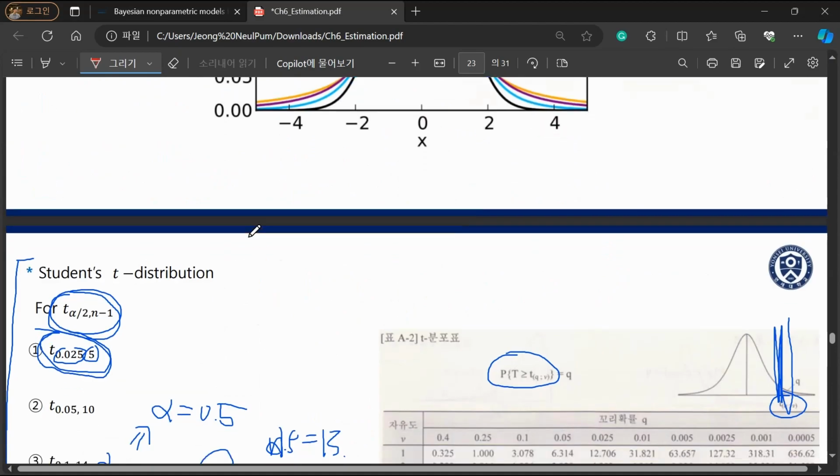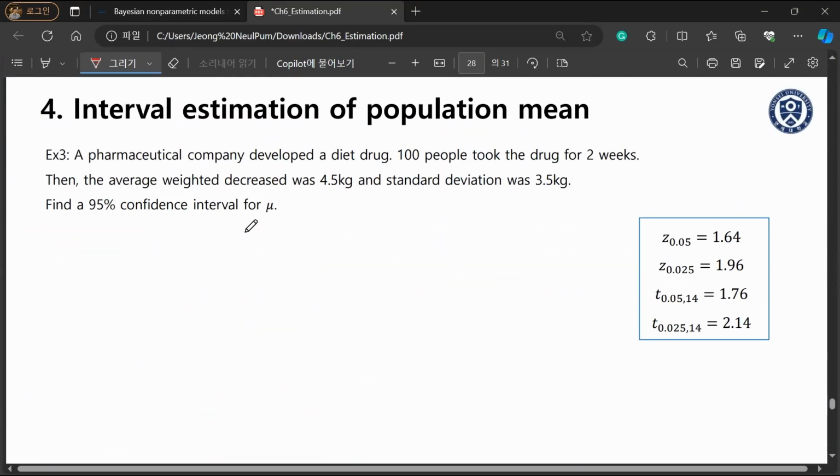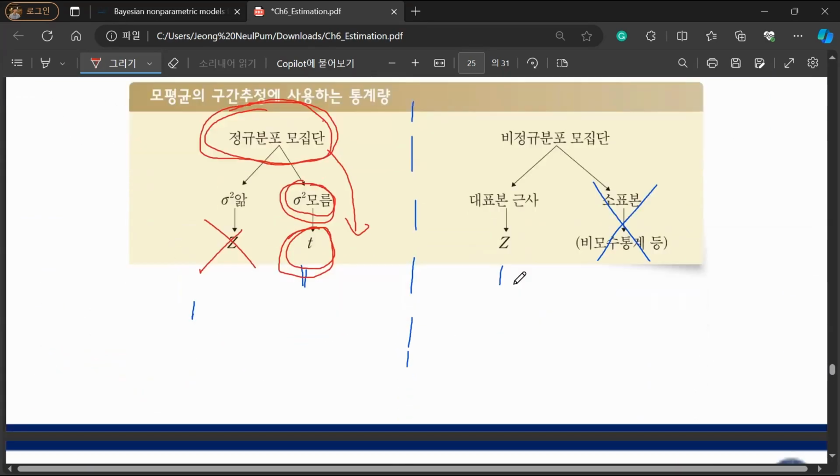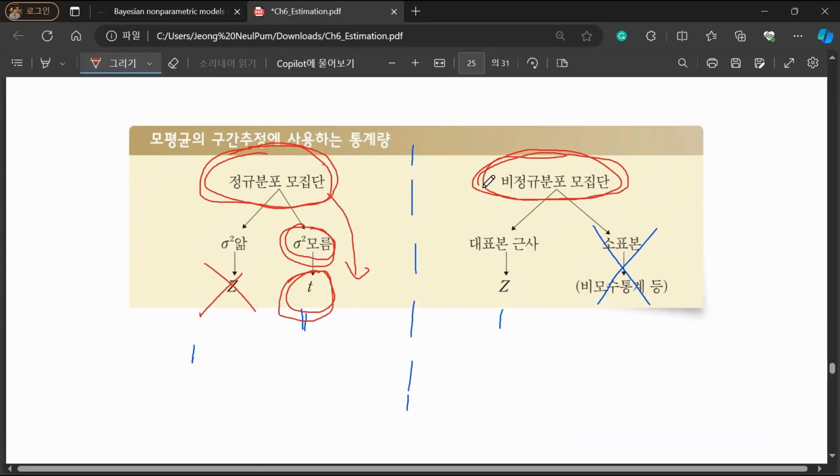Sorry. And let's go to the third one. Even though you read the whole question, you cannot find any information about the population distribution in this question. So we are not sure that this sample comes from the normal distribution in this case. So we go to this side, because we are not sure that our sample comes from the normal distribution.